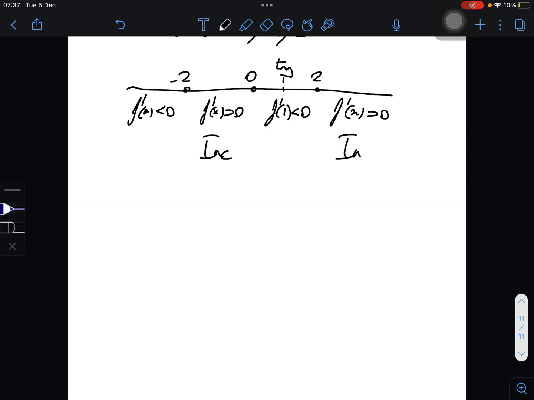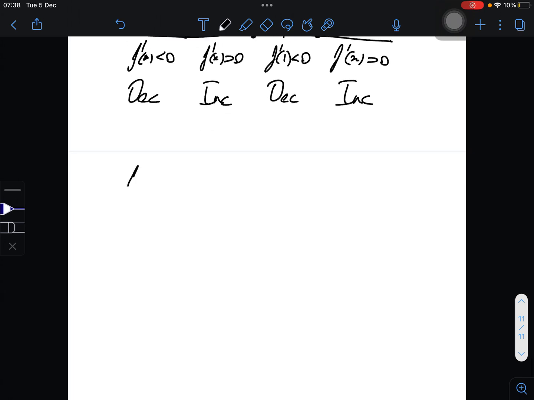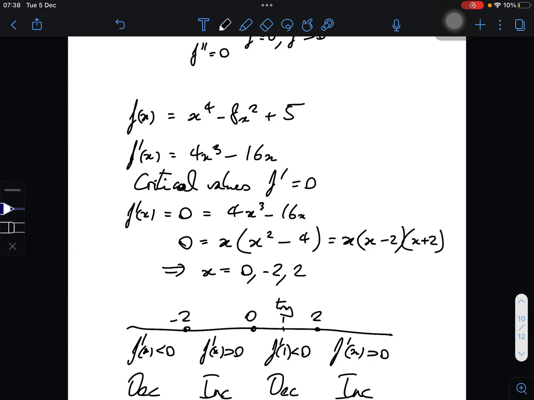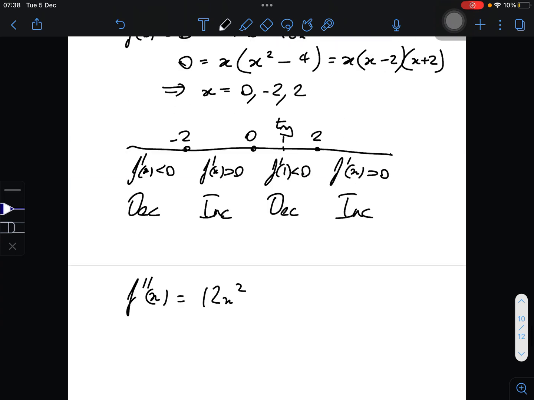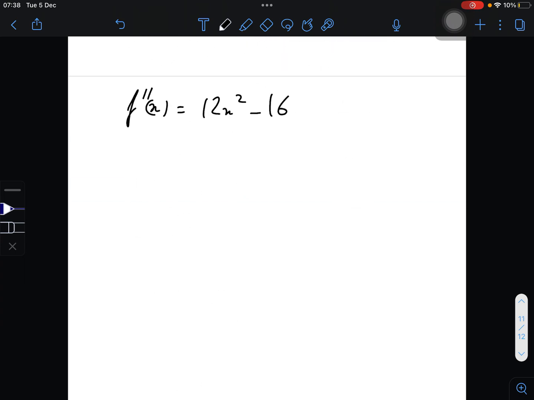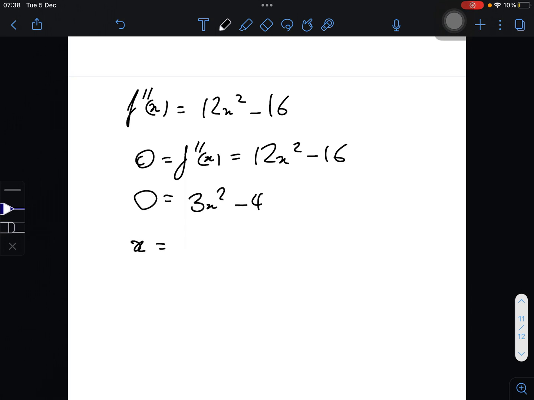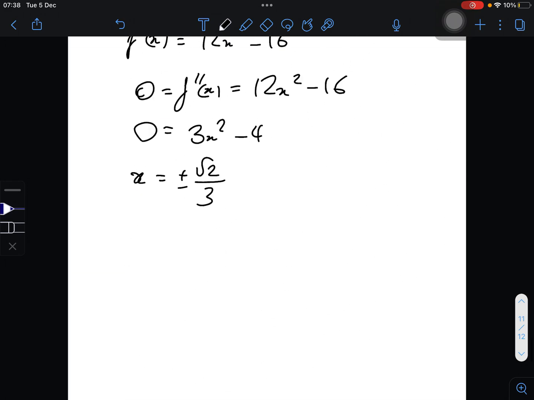Increasing, decreasing, increasing. Second order differential would be 12x squared minus 16. Let's find our inflection points, as I haven't got the question anymore. So 0 is equal to the double differential, which is 12x squared minus 16. Well, obviously we can divide through by 4, we get 3x squared minus 4 is equal to 0, so therefore x would be equal to plus or minus the square root of 4 over 3, 2 solutions.